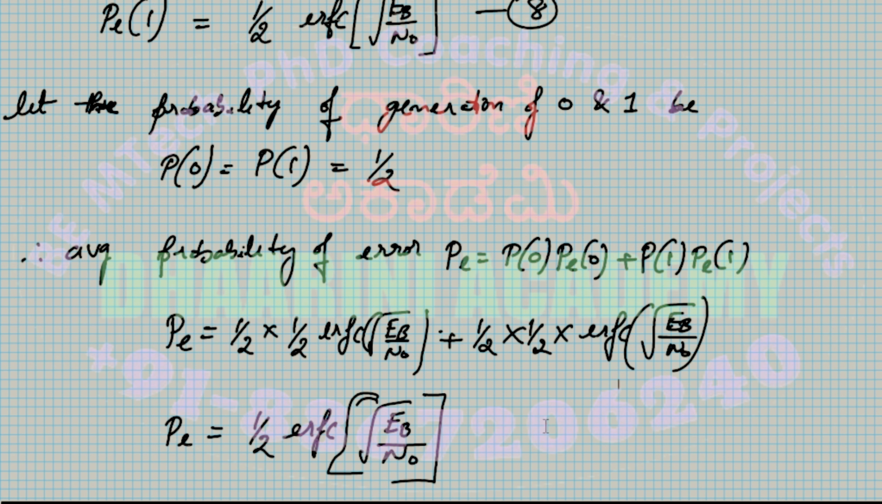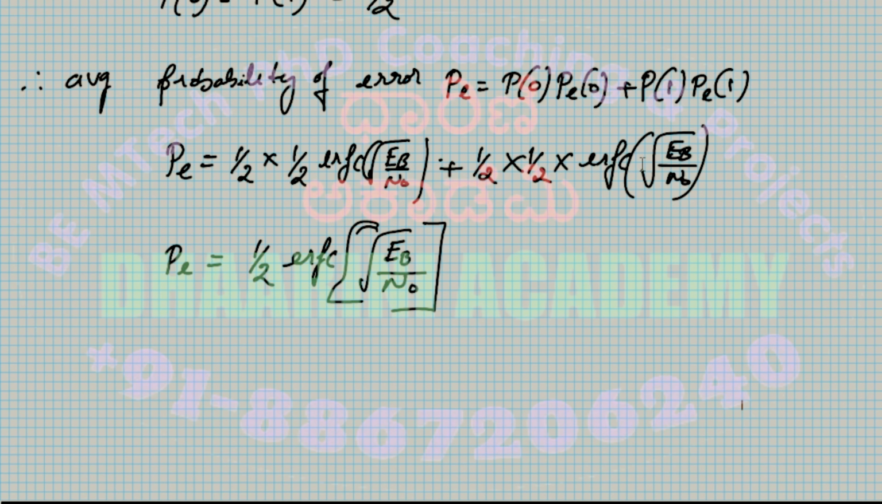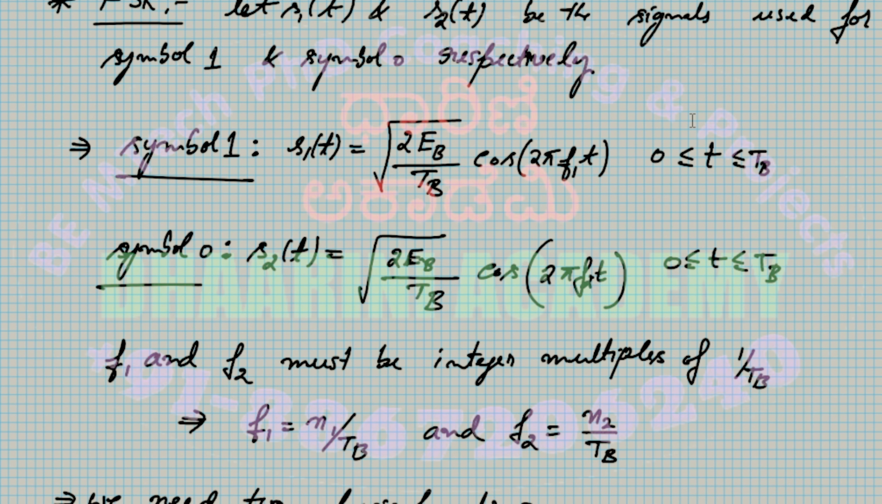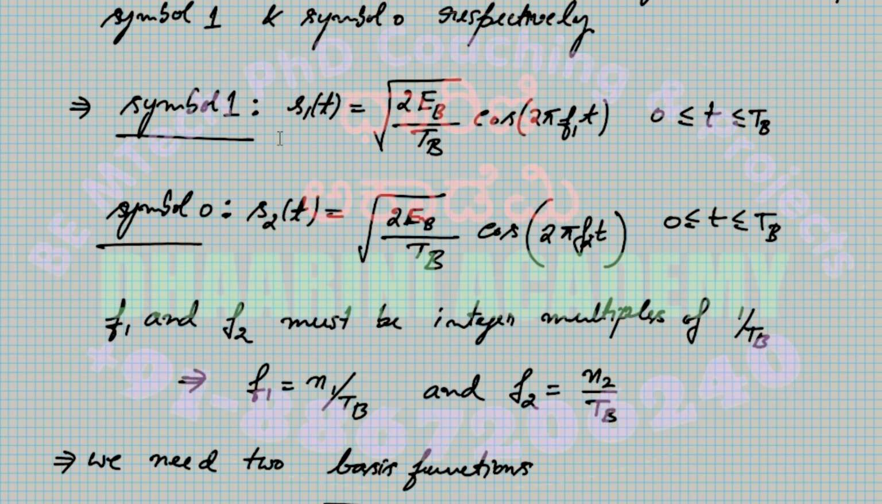All right. Okay, let's proceed further. Next, we'll move on to the FSK. Now we know from the graph we plotted earlier that FSK requires two different frequencies, which means I have to generate two different signals. Correct? So the two different signals are like this: S1 of t is root of 2E_b by T_b cos of 2 pi f1 t. S2 has the same amplitude, but the frequency is f2.